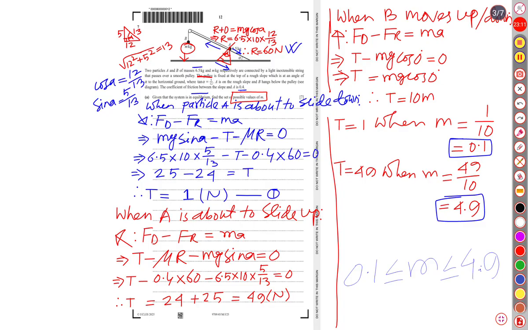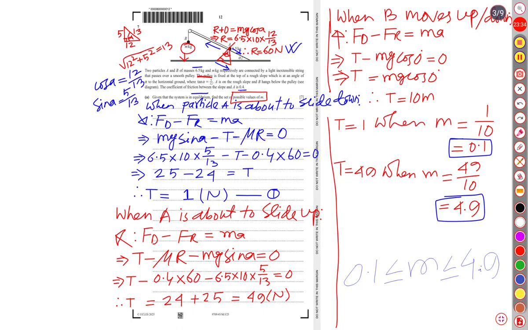Otherwise, if it is less than 0.1 kg, then particle A will slide down. If it is more than 4.9 kg, then particle A will slide up, I mean B will come down. So that's all about the solution to this part. Let's move on to the next part.